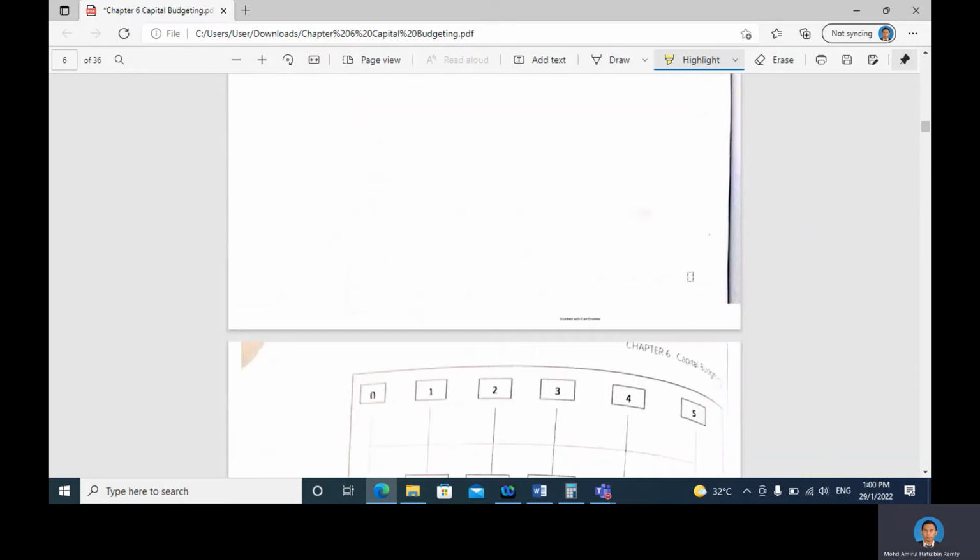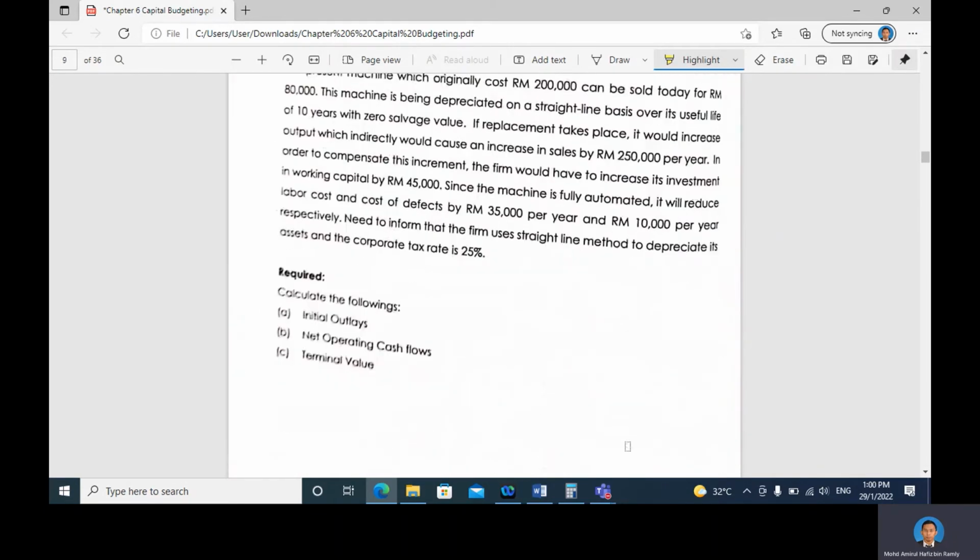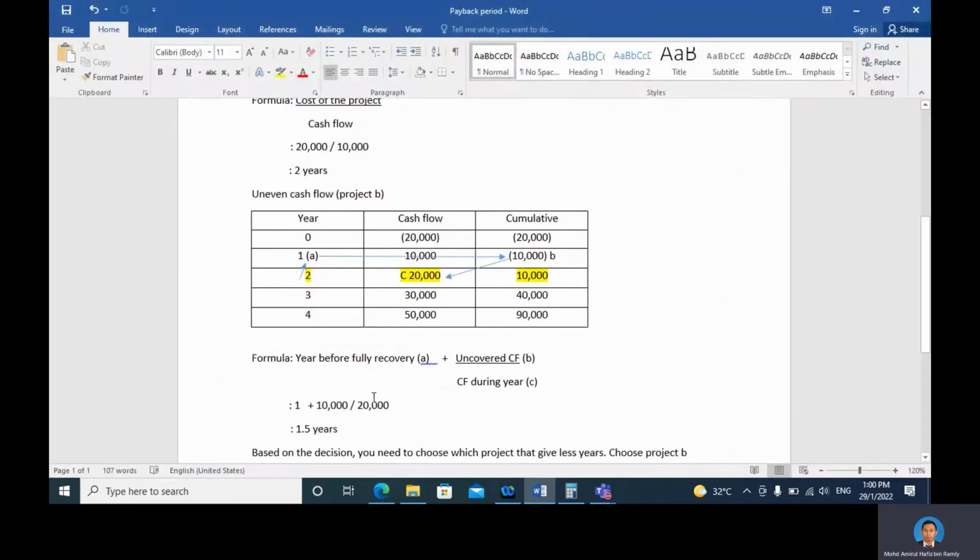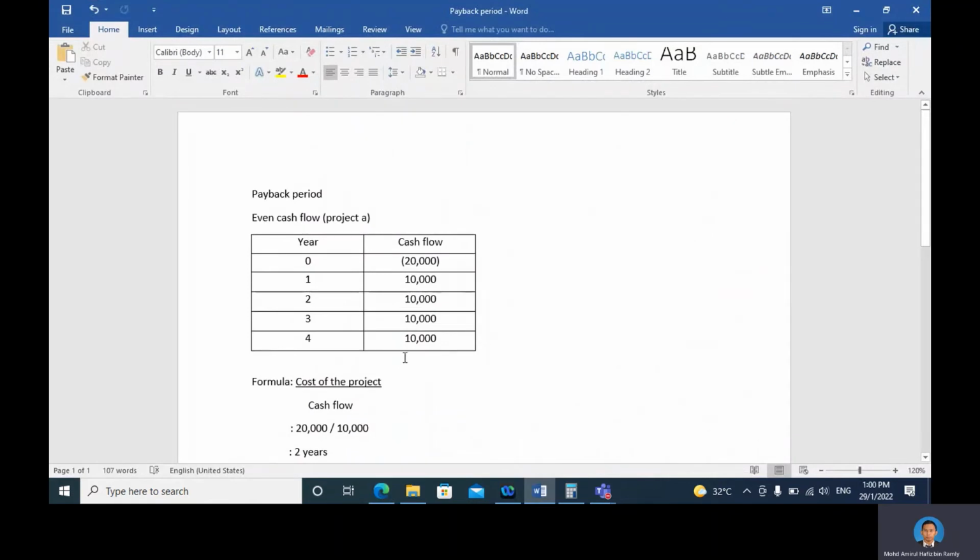Okay, so now we move directly to the calculation. For the calculation part, we want to cover the payback period. If you can see here, the payback period can be divided into two. The first one is even cash flow.